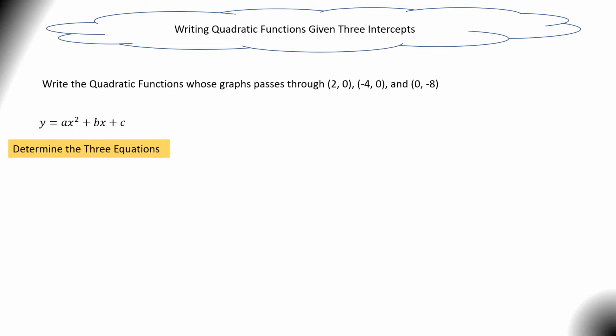Then, determine the three equations. Hahanapin natin yung mga equations natin by using itong mga points na ito: (2, 0), (negative 4, 0), at (0, negative 8). Yan mga intercepts natin eh. Okay, gamitin natin si (2, 0).